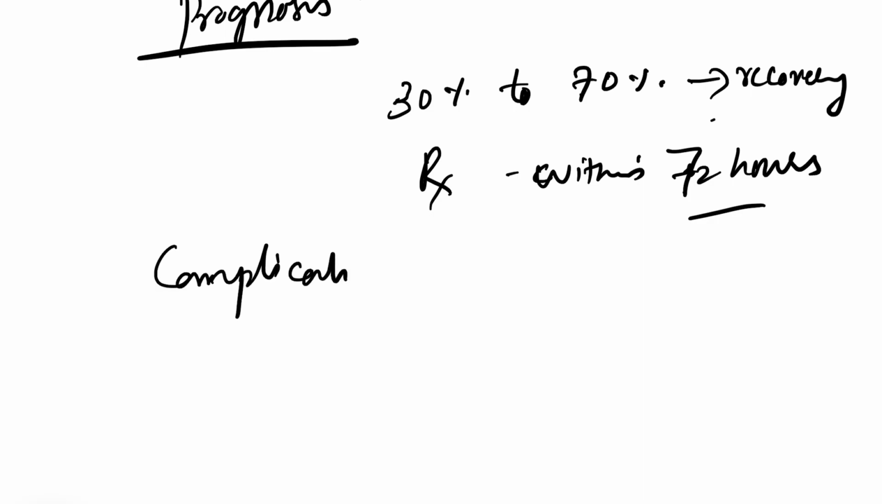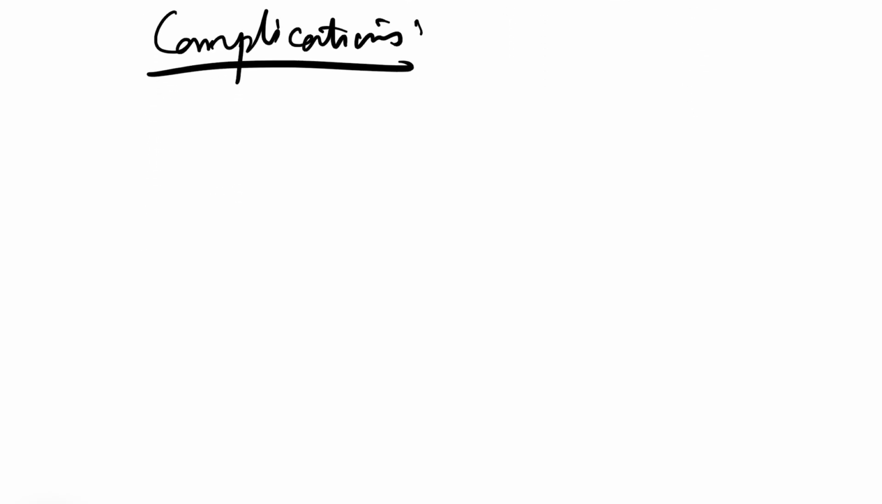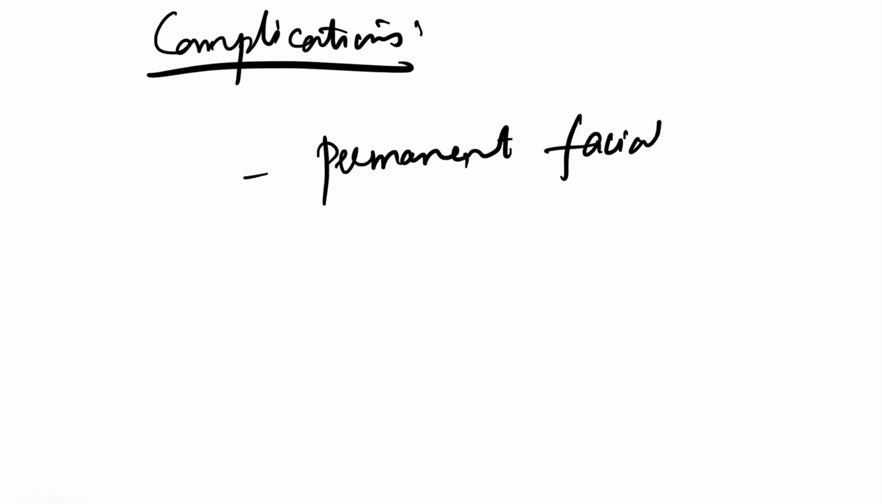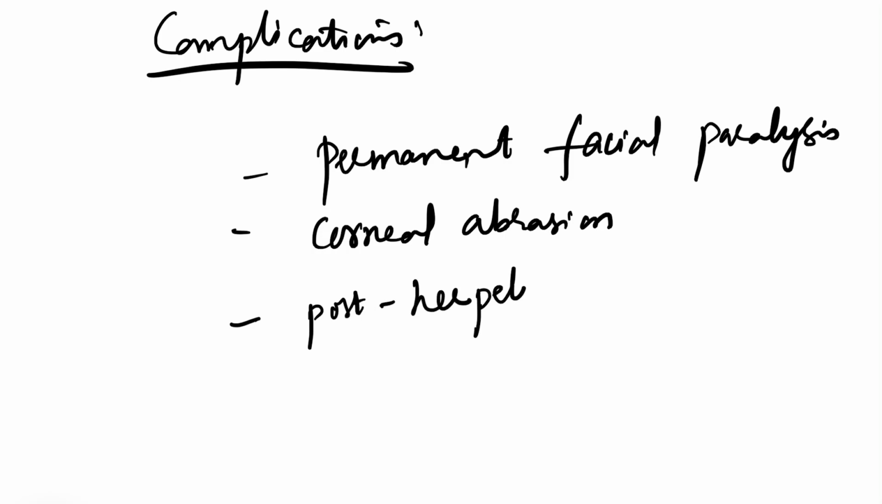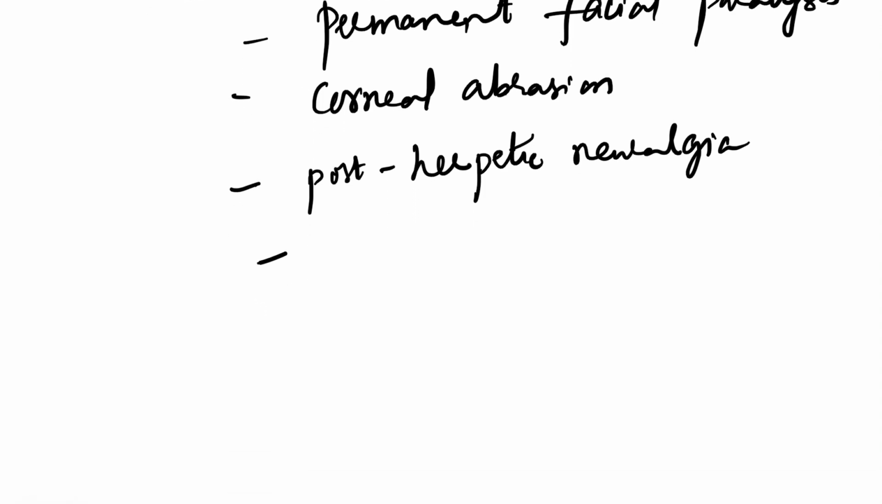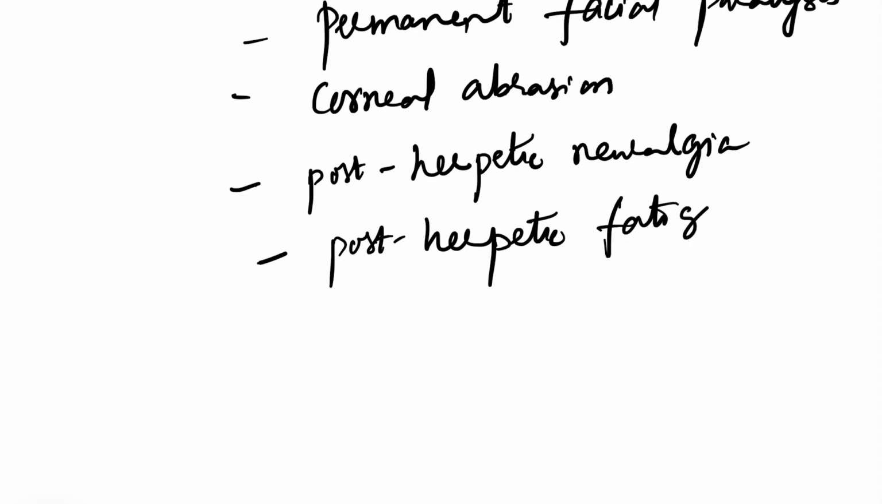So what are the possible late complications we see if there is no recovery? Then there could be permanent facial paralysis, or sometimes there can be corneal abrasions, because there is no lacrimation, due to the dry eyes and all. Then neuropathic pain and postherpetic neuralgia, which will persist for up to 3 months. Postherpetic fatigue is a common term which is also used. Then even weakness in the affected facial muscles, sensitivity to cold and heat.